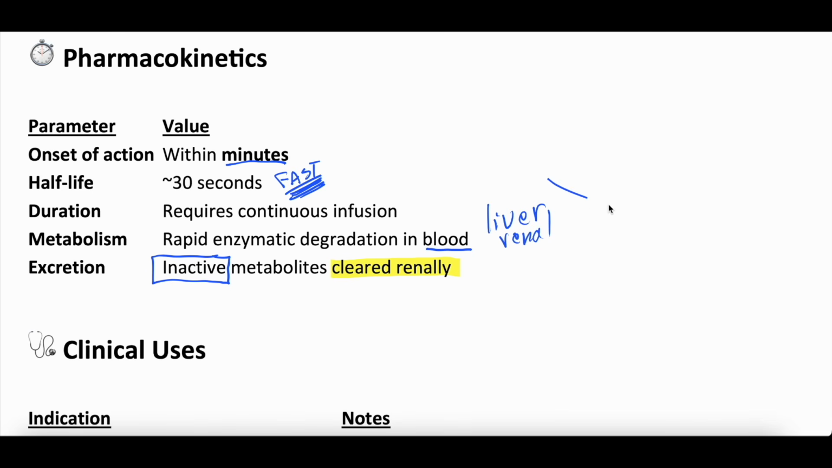Some patients with liver and renal dysfunction, certain vasopressors, things like vasopressin, might stick around longer because of the way it's metabolized and excreted. But angiotensin II is rapidly degraded by enzymes in the blood, so you don't have to worry about liver or renal dysfunction. And then the inactive metabolites are renally excreted, but those are inactive.